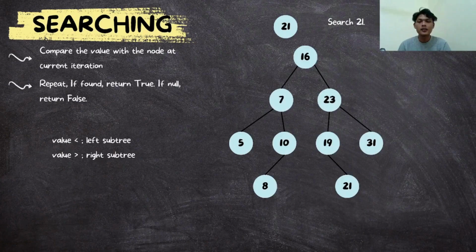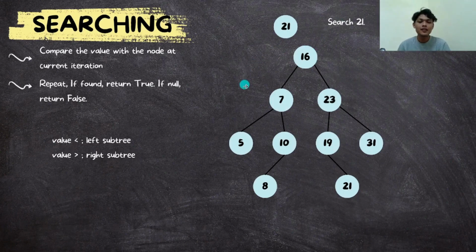So the next is searching. How to do searching in a binary tree? Same as insertion, the fundamentals used are the same. If the value is smaller, we go to the left, and if the value is bigger, we go to the right. First, we compare the value with the node at the current iteration, and repeat the process for several iterations until we find the node that we want to search. If we don't find it, it will return false. And if we find it, it will return true.